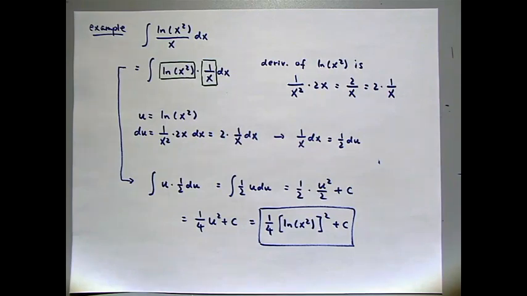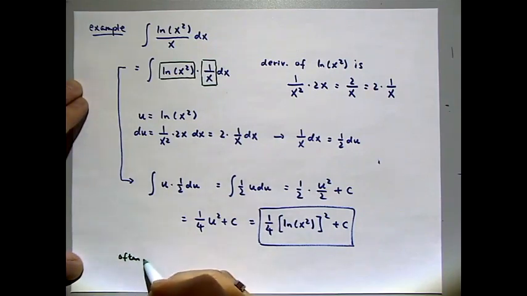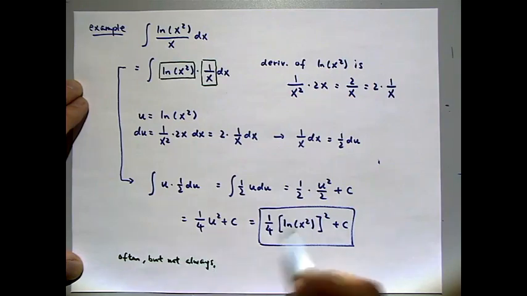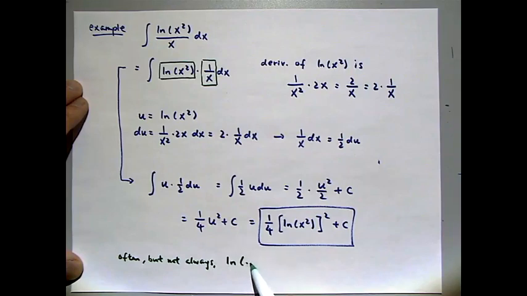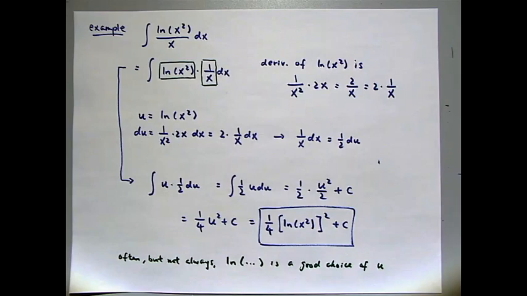Generally, if you see natural log in the thing you're trying to integrate, that is generally the choice, what you want u to be. So I'll write that down too. Often, but not always, ln of something is a good choice of u. Okay, those are rules of thumb that often work, but not always. There are always exceptions to a lot of these rules.